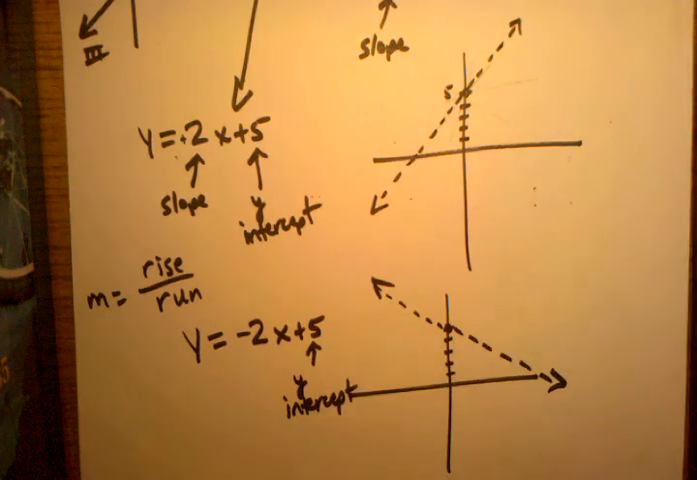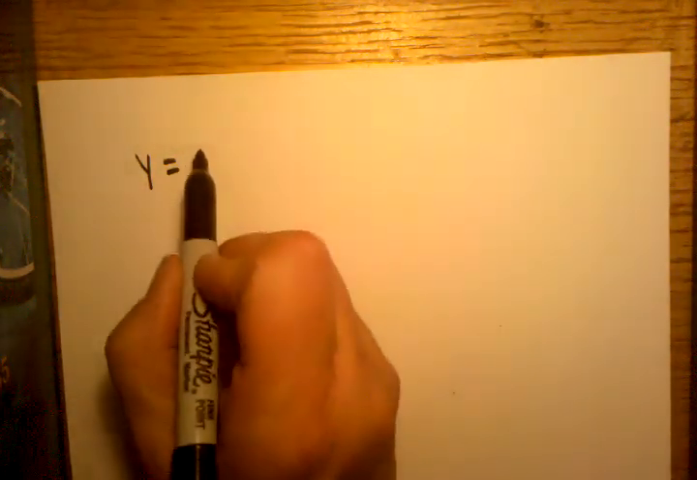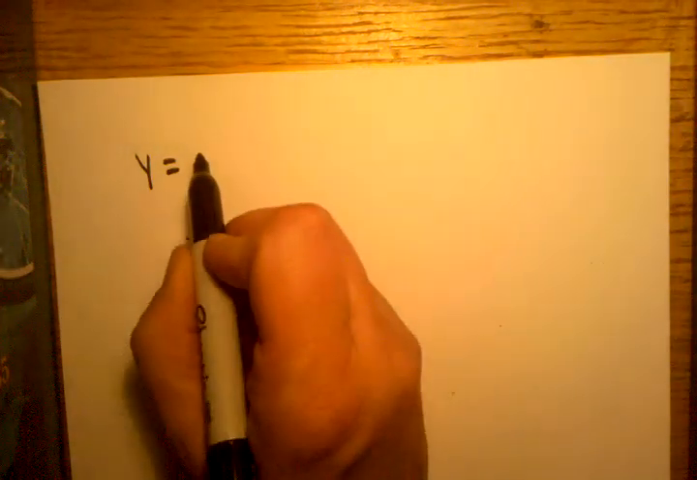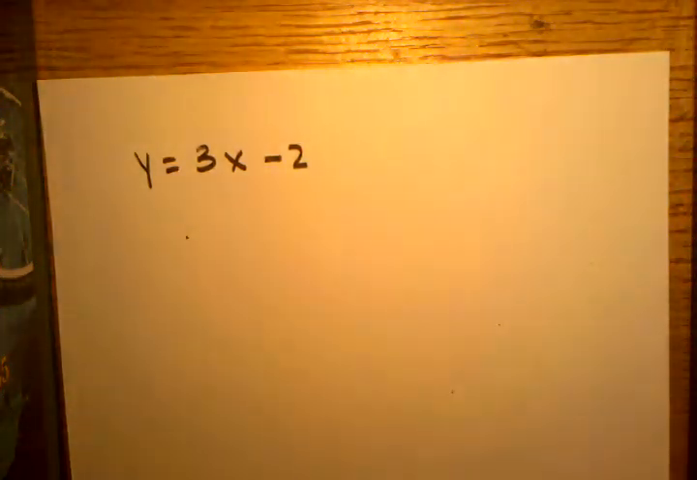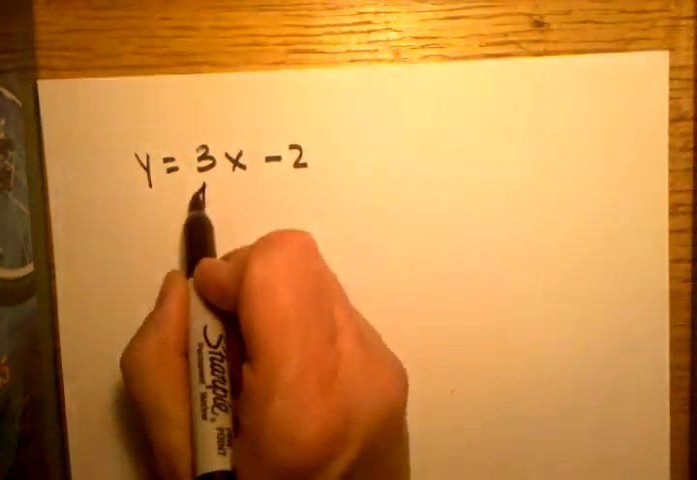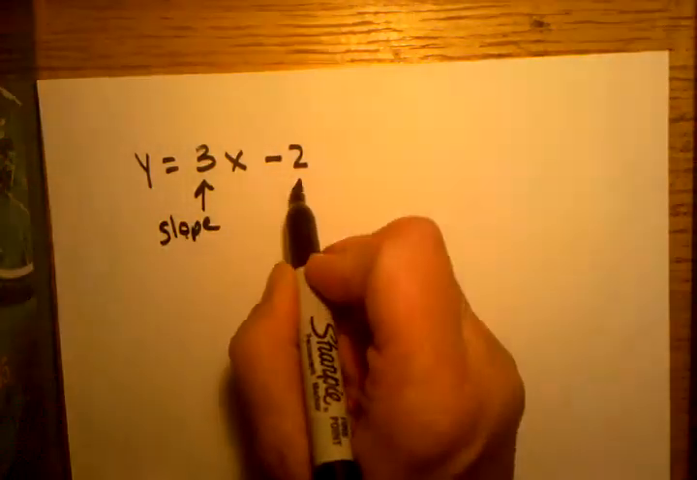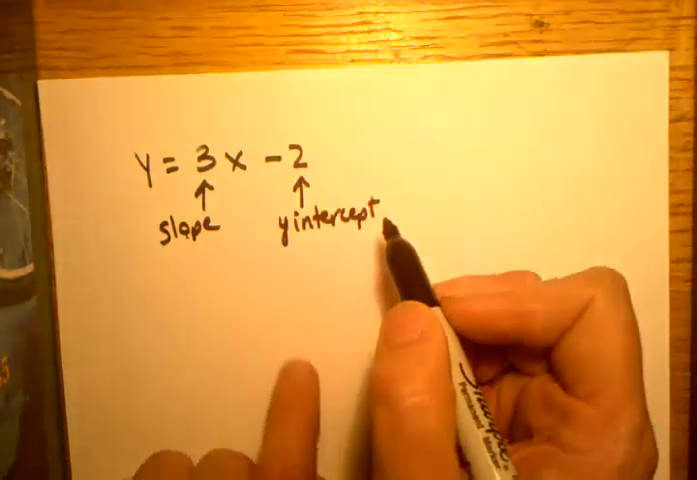I'm going to, on this next page, give a couple other examples, still writing in slope-intercept form, but with different numbers in the place of slope and the y-intercept. So let's do one that's like 3x minus 2. And again, this number here is what tells us how the slope is going to be. And this number here tells us exactly where the line is going to cross the y-axis.